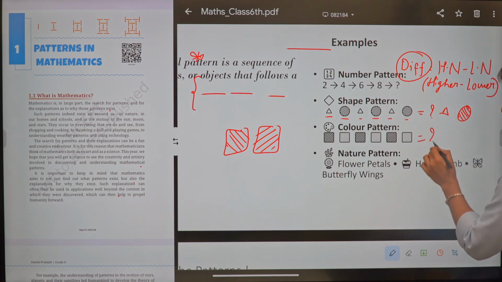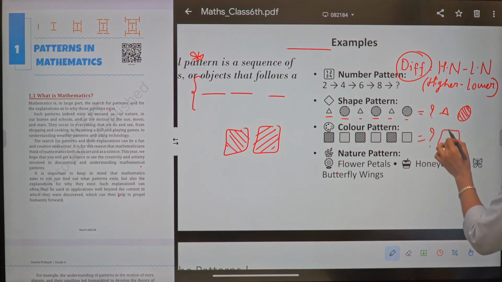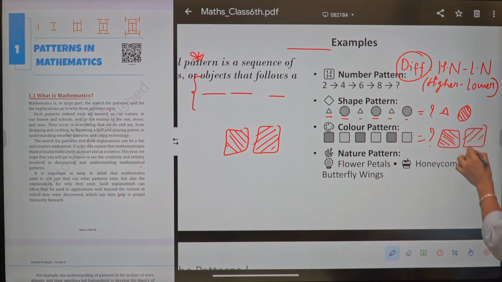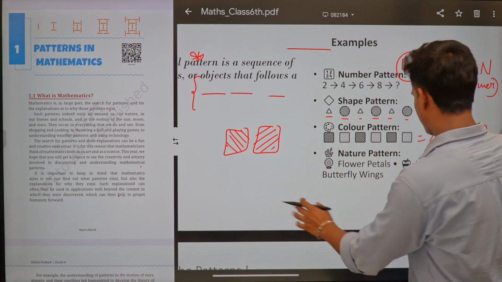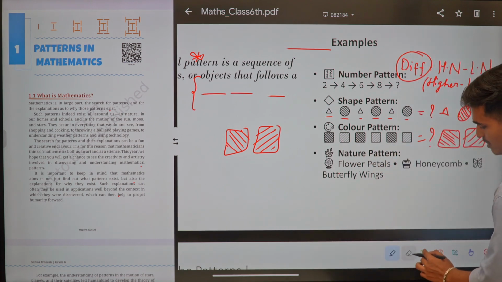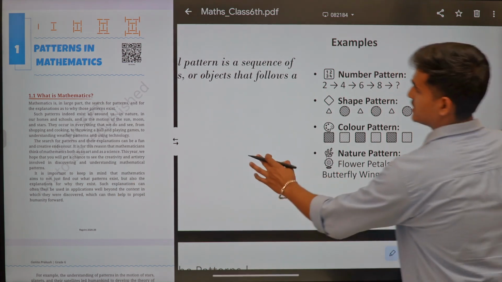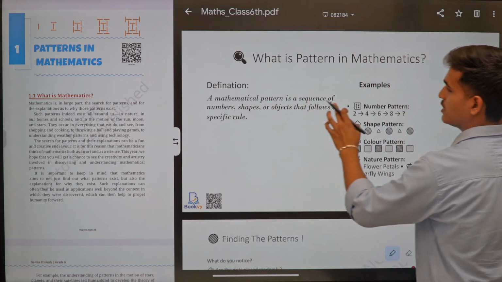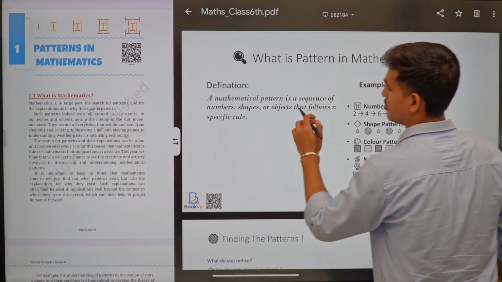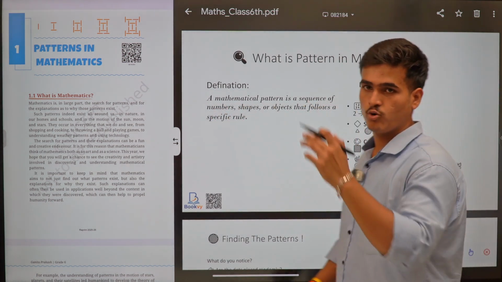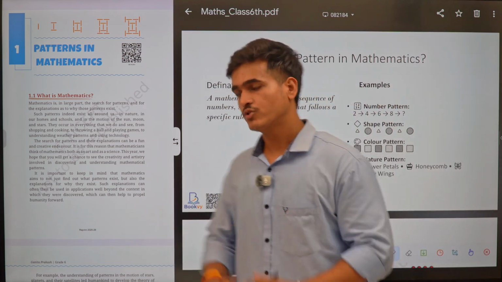So what is the next pattern? Yes, a dark box and a light box. Understood? So what does the definition say about the pattern? Say with me: a sequence of numbers, shapes or objects that follow a specific rule is called a pattern. Understood?